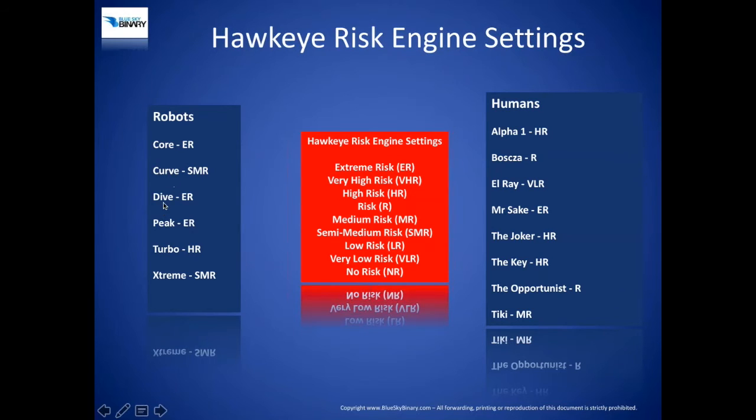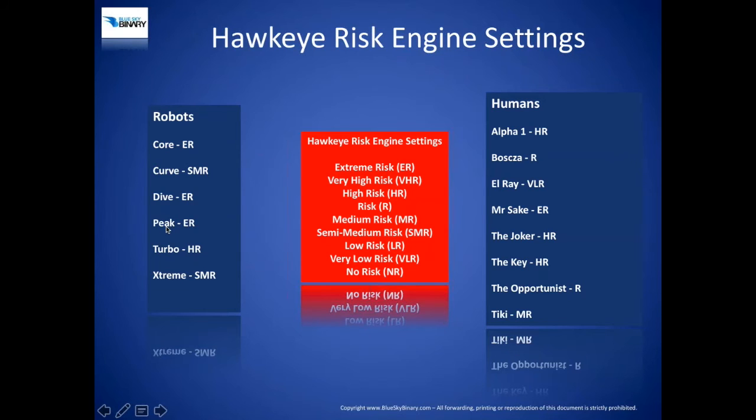Then you have Dive. For Dive, we have gone for extreme risk, or instant replication. It's a very high win rate signal. Recently it's taken a bit of a hit, but it's coming off a very high variance curve where it had 39 wins and 0 losses in November and parts of December. So that's some of the variance kicking in, but the results show that ER is the best setting.